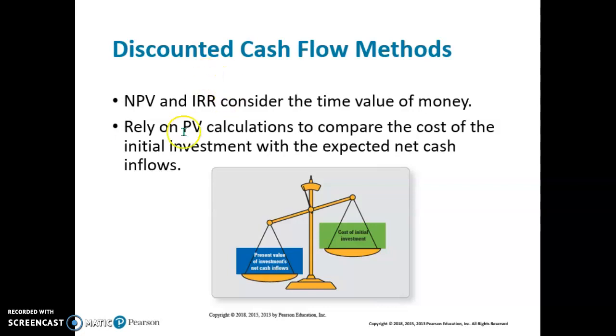Now, net present value and internal rate of return consider the time value of money. Okay, so then you're really looking at apples to apples when you make decisions. And it relies on present value calculations, just like we did earlier, to compare the cost of the initial investment with the expected cash inflows. Okay, so you've got a certain return that you want to make in a business, and that's what these numbers help us figure out.